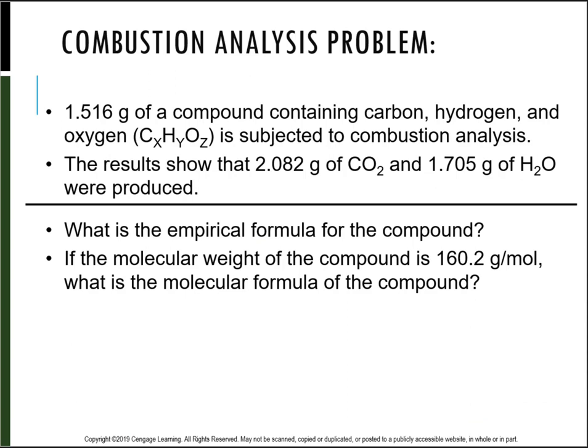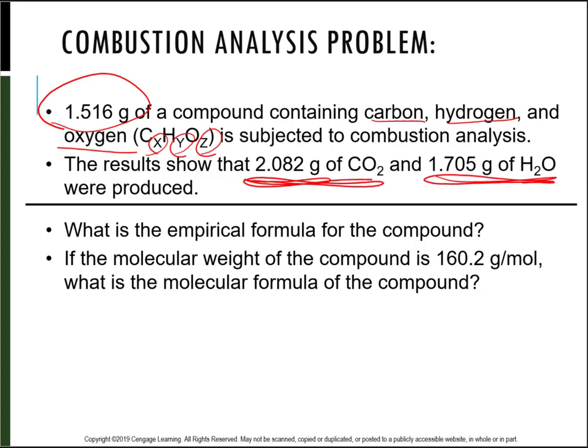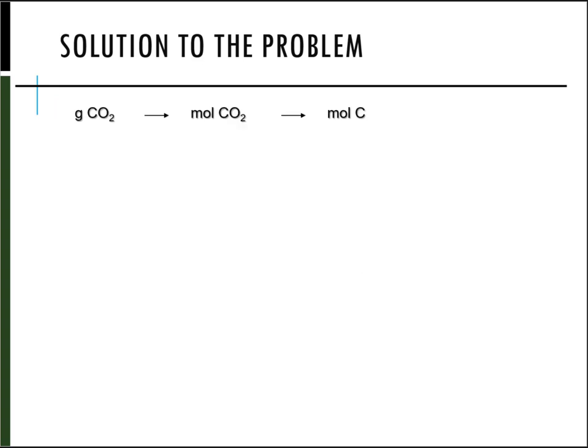If I'm told that I have a sample of a compound that contains carbon, hydrogen, and oxygen, I don't know how many of each. We combust it. Our results, if I know how many grams of CO2 and how many grams of H2O, how can I find out what my formula is, my empirical formula? Empirical means a reduced formula. And if we're told the molecular weight of the compound, how do we find out that molecular formula?